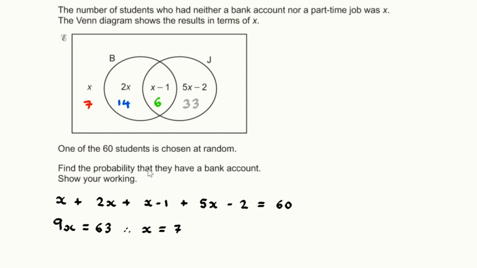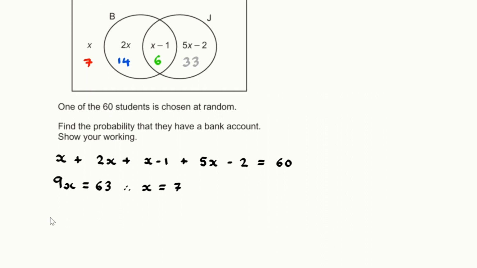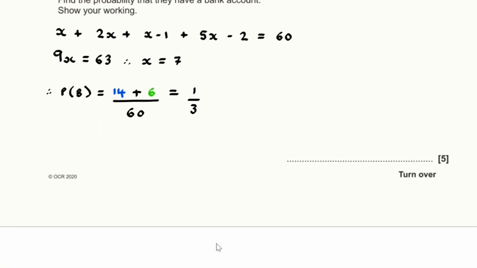Now we have to find the probability that they have a bank account. So the probability that we've got a bank account, we've got the 14 plus the 6, so this is the total for a bank, and then we divide by the total, which is 60. So I get 20 over 60, which is 1/3. So we get 1/3.